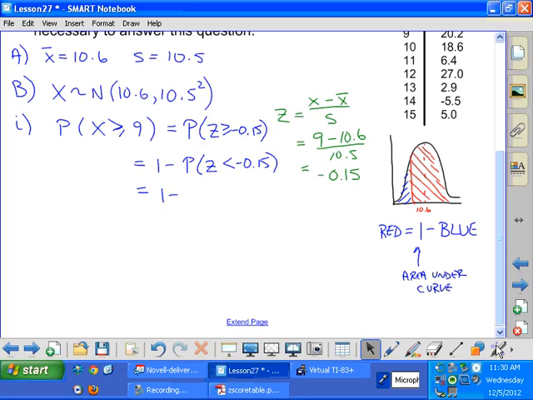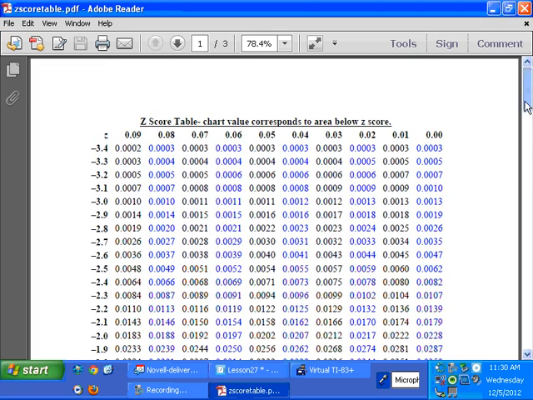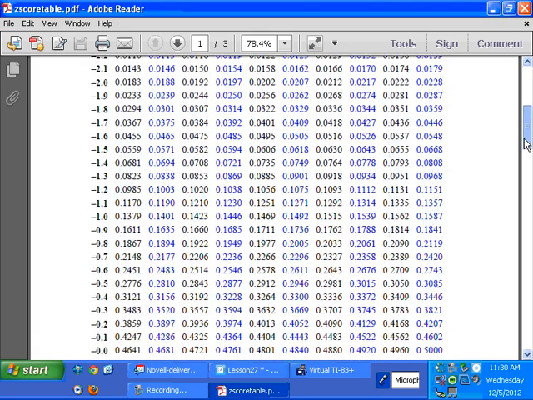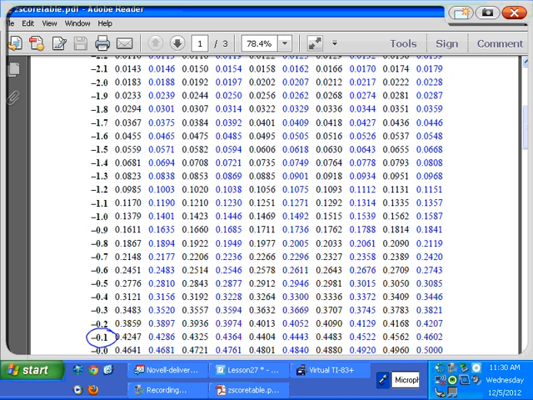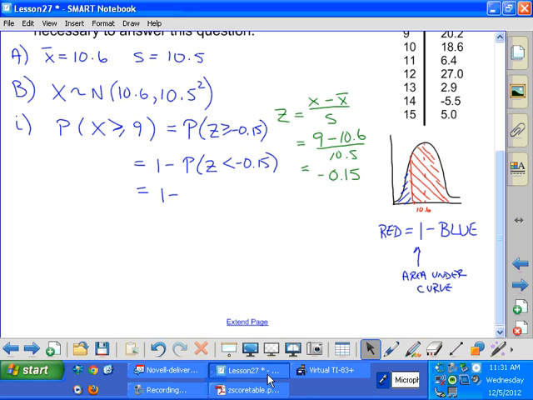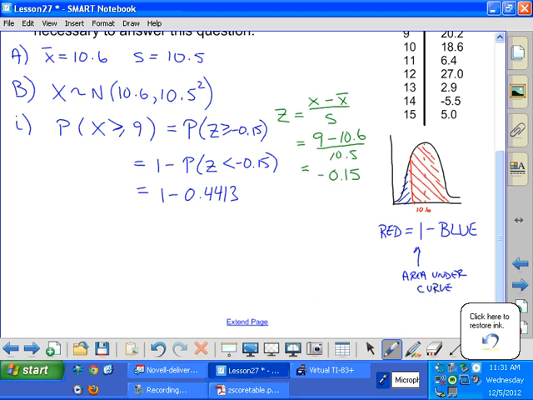So once I have that, I can now go to my z chart, and I'm looking up negative 0.15. So you're going to take your eyes and move down. So here's negative 1, negative 0.1, and then I've got 0, 1, 2, and this is the second digit, 0, 1, 2, 3, 4, 5. So there is negative 0.15, and that's 0.4443. 0.4413. So if I calculate that, 1 minus 0.4413, I get 0.5587.